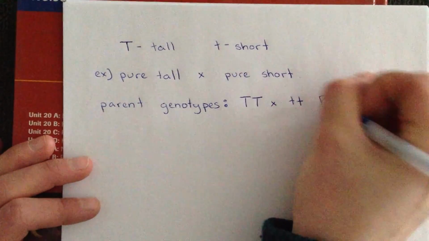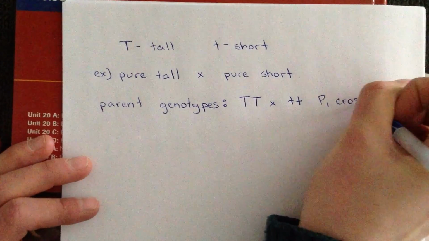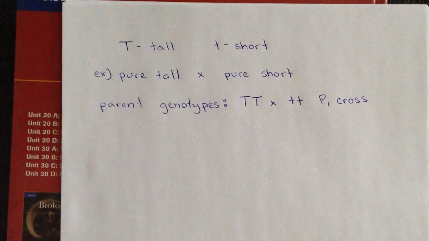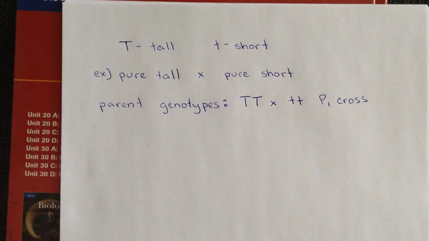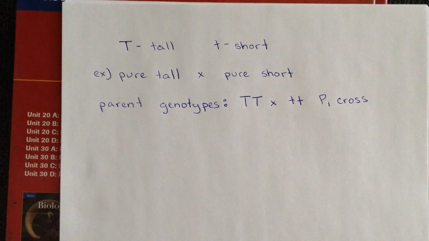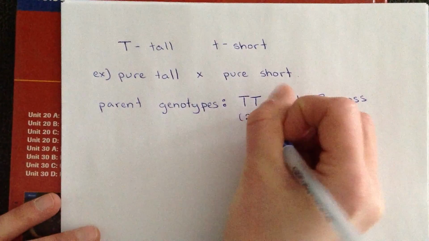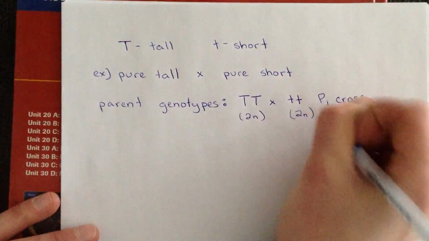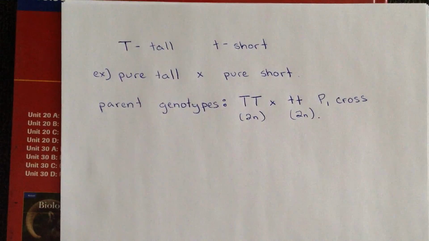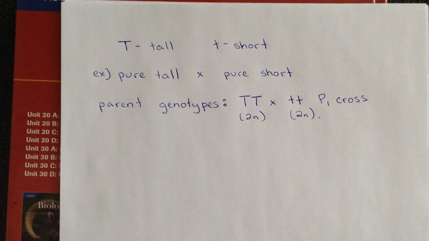Okay, so this is going to be our P1 cross. That's the first thing that happens. The way that we think of this, and the reason why these occur in pairs, is that these parents are diploid organisms. So when their gametes get split up, what's going to happen to that 2N state? It's going to go from diploid to haploid. So this is what happens next.